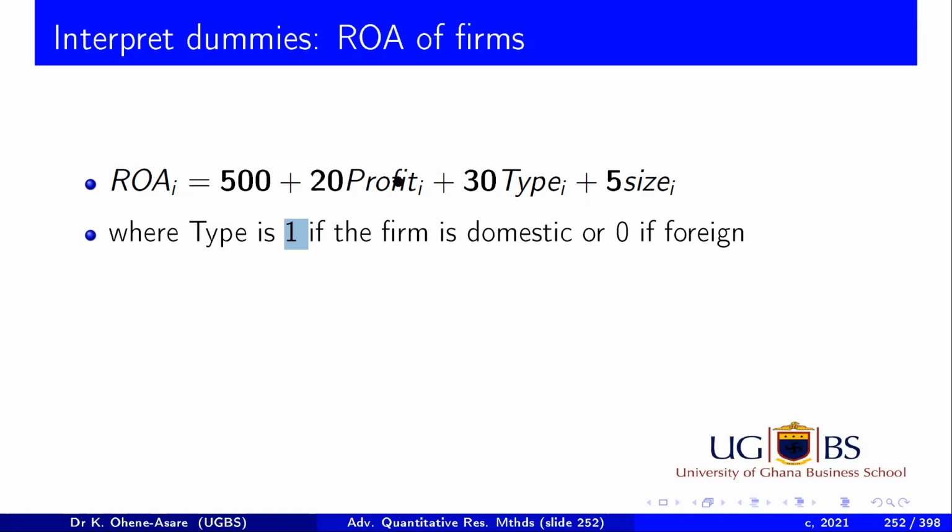How do we interpret the profit? Now, the profit is not a dummy variable. It is a numerical variable. It's not a categorical variable. So it rises and falls. And so what does the 20 in front of the profit mean? This is how we interpret it.